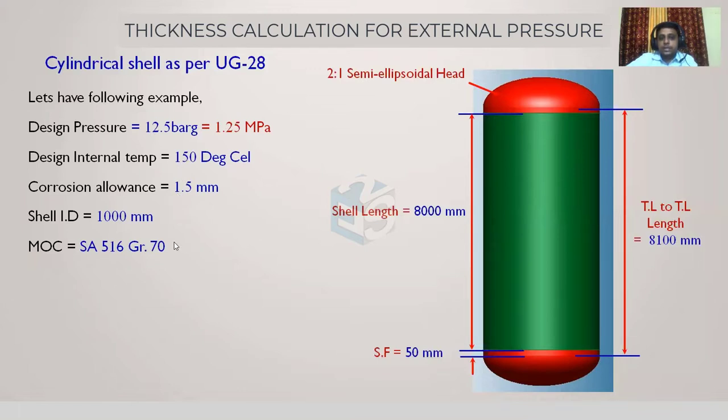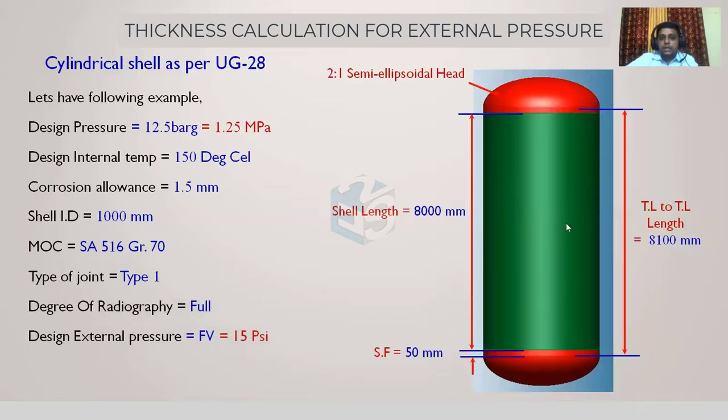Material of construction is SA516 Grade 70, the most common carbon steel grade which is followed in the industry. Type of joint will be Type 1, radiography will be full radiography, and the design external pressure is full vacuum. By the definition of ASME Section VIII Division 1, full vacuum means there is a 15 psi absolute pressure coming from the outside. So there is an external pressure of 15 psi that this vessel is supposed to sustain. And the design external temperature is also mentioned as 150 degrees Celsius.